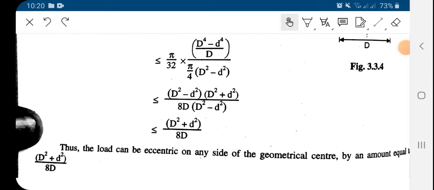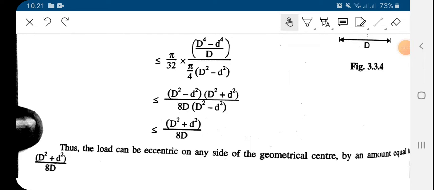So by putting that in this equation, we will get the solution. The condition: (D⁴ − d⁴)/D divided by the area, that is π/4 (D² − d²). So 32 by 4 becomes 8, and in the denominator we have D into (D² − d²). Now in the numerator, D⁴ − d⁴, we can write it as (D² − d²) into (D² + d²).